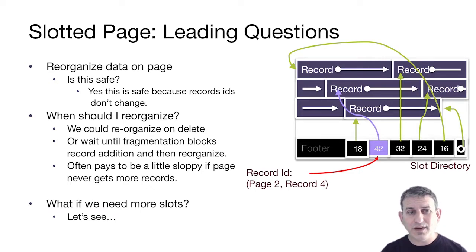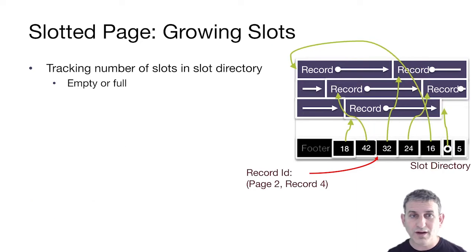It's not a big trade-off, but it often pays to be a little bit lazy in this case. Maybe the page won't get more records inserted and the time for reorganization isn't necessary. A more interesting question, perhaps, is what if we run out of slots in the footer, but there's plenty of space for new tuples? Well, here's where having the footer at the end is a good thing.